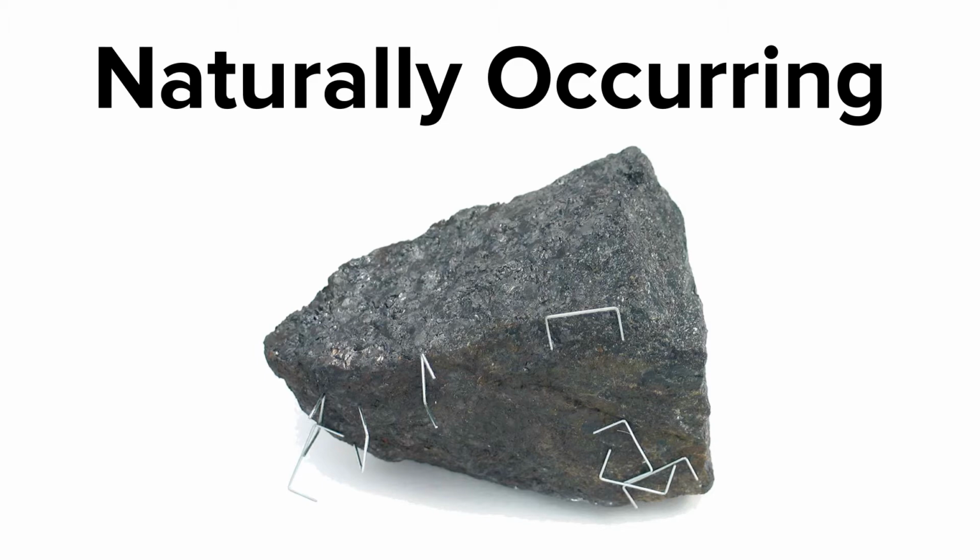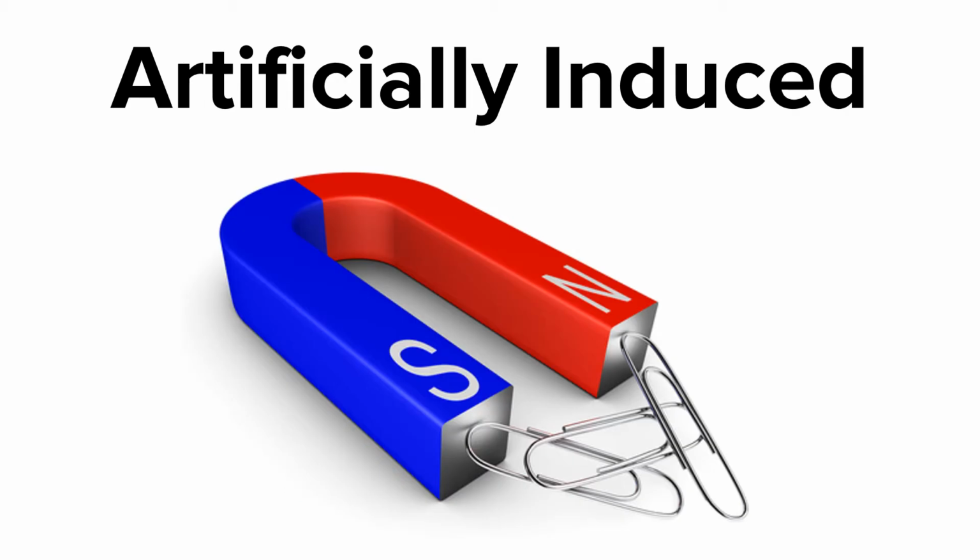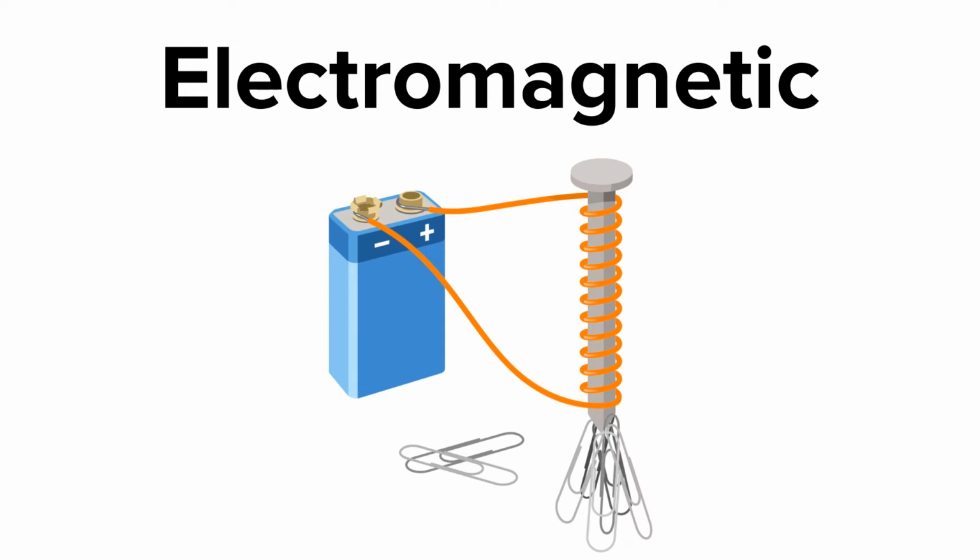Examples of naturally occurring magnetic fields are literally the Earth and materials within the Earth, such as this lodestone. We can create artificial magnetic fields, such as this bar magnet or refrigerator magnets. Electricity running through a wire produces a magnetic field.